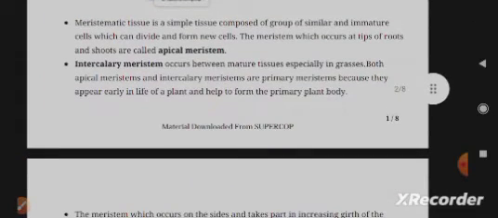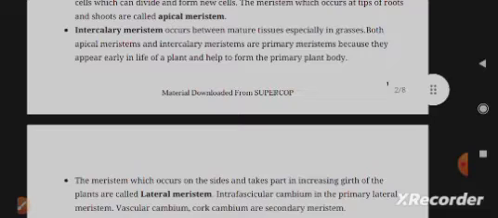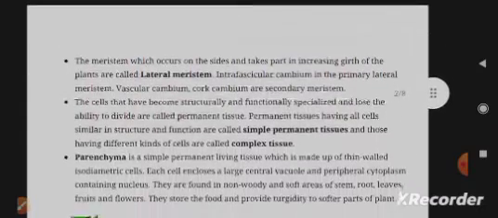Meristematic tissue is a simple tissue composed of a group of similar and immature cells which can divide and form new cells. The meristem which occurs at tips of roots and shoots is called apical meristem. Intercalary meristem occurs between mature tissues, especially in grasses. Both apical meristems and intercalary meristems are primary meristems because they appear early in the life of a plant and help to form the primary plant body.